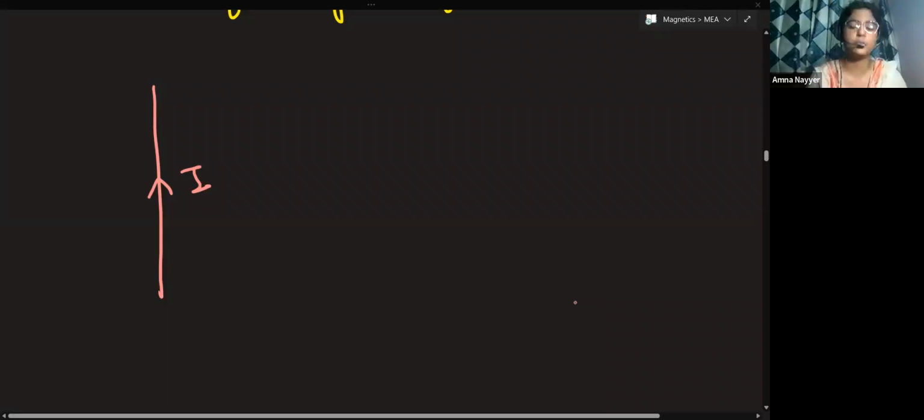Now where is the thumb? Thumb is pointing towards me. Towards me means out of the screen. So when I'm talking about out of the screen, it means towards me. So it will be outwards for this page. So if this was point A, it will be outwards using this law as well.